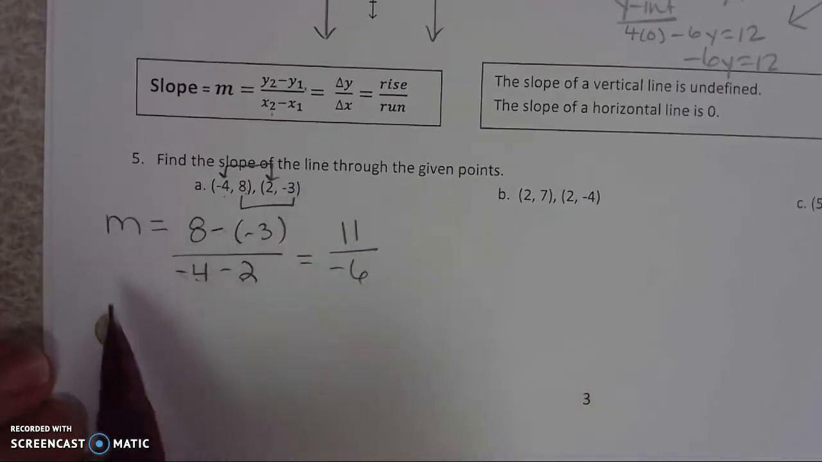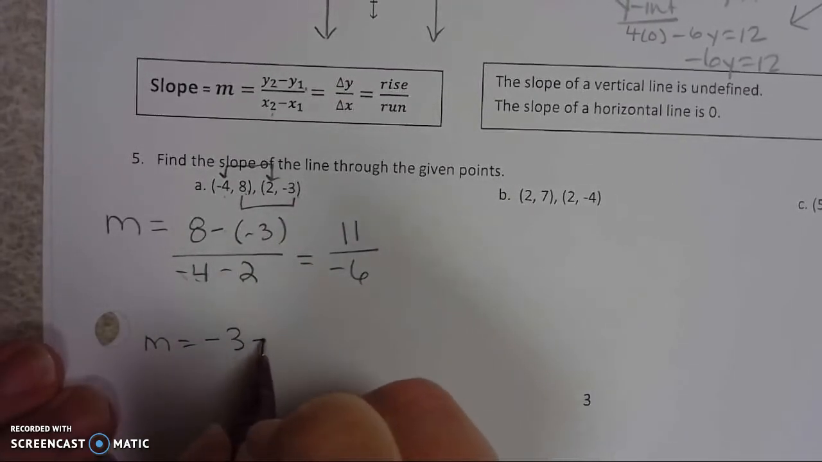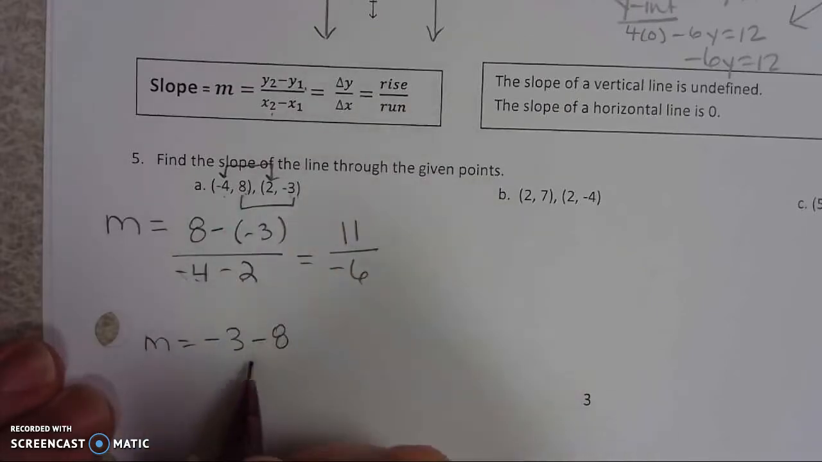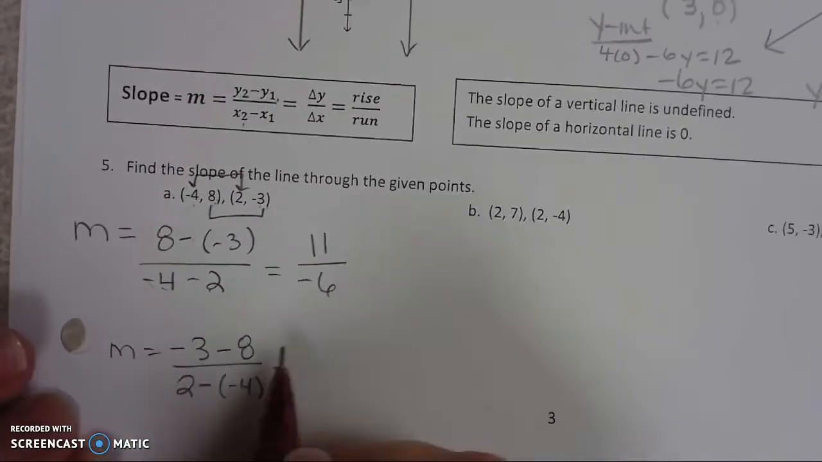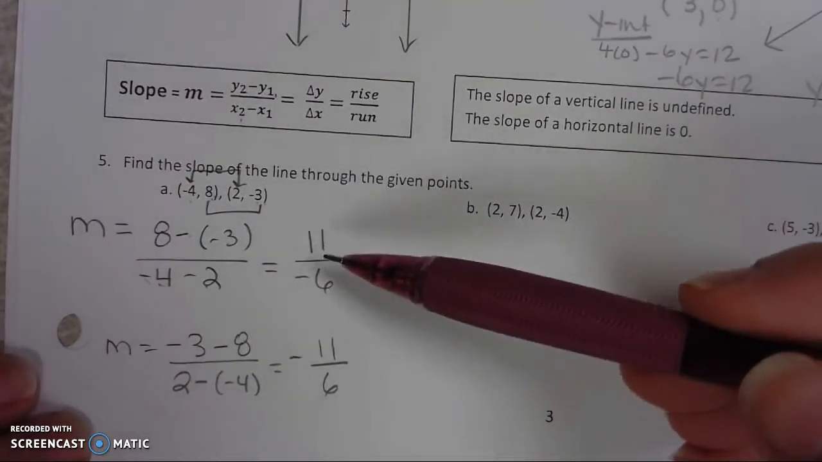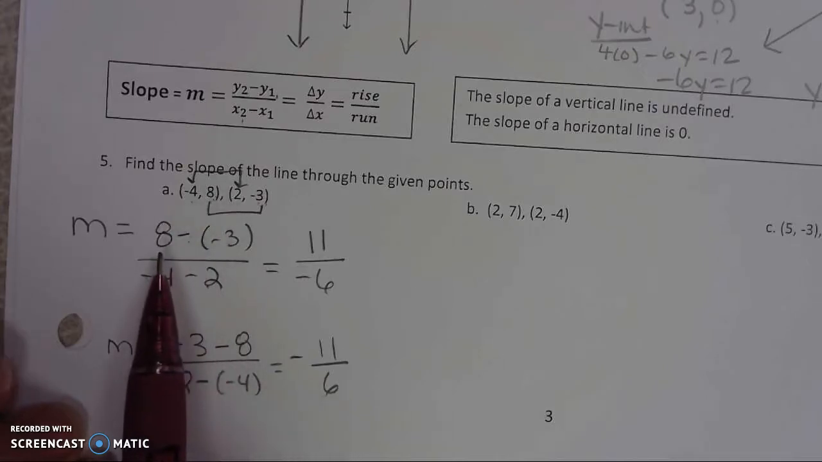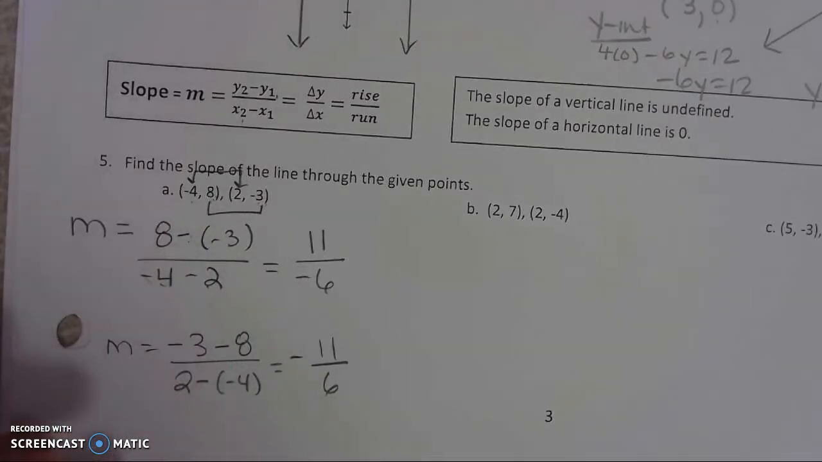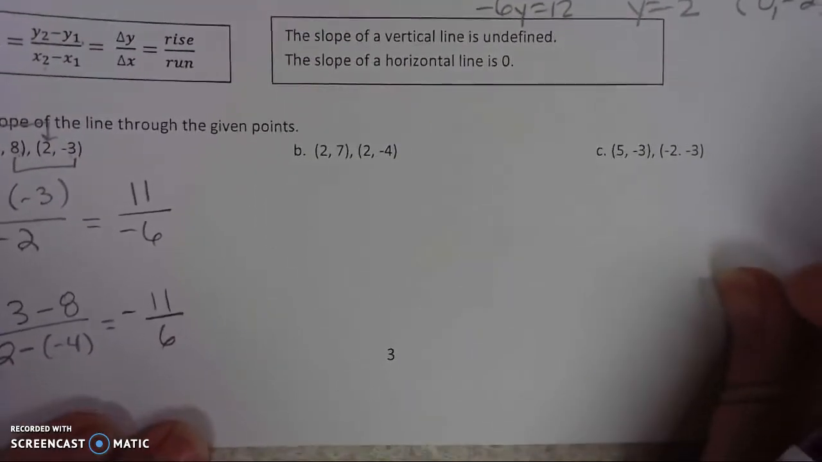Now, like I said, it doesn't matter which y comes first as long as its x comes first. So if I work it out the other way, where I put -3 first, I'll say -3 minus 8, and then 2 minus -4, which gives me -11/6. And so these two things are the same, -11/6 and -11/6. Just make sure y's are on top and you're subtracting. Whichever y you use first, its x has to come first on the bottom.